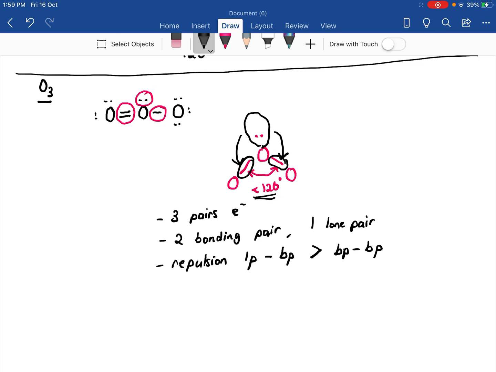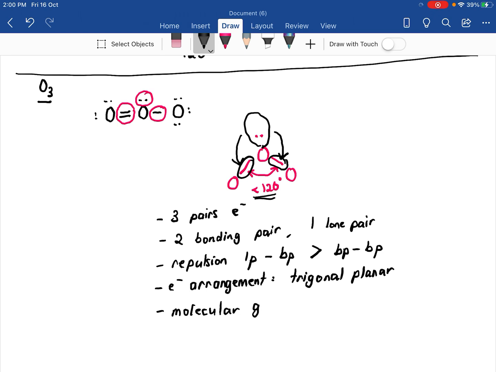Therefore, the angle will become less than 120. So here's how we explain that. Because the repulsion of lone pair and bonding pair is stronger than repulsion of bonding pair and bonding pair, it will create an electron arrangement of trigonal planar, like what we have drawn earlier, but the molecular geometry is called bent.